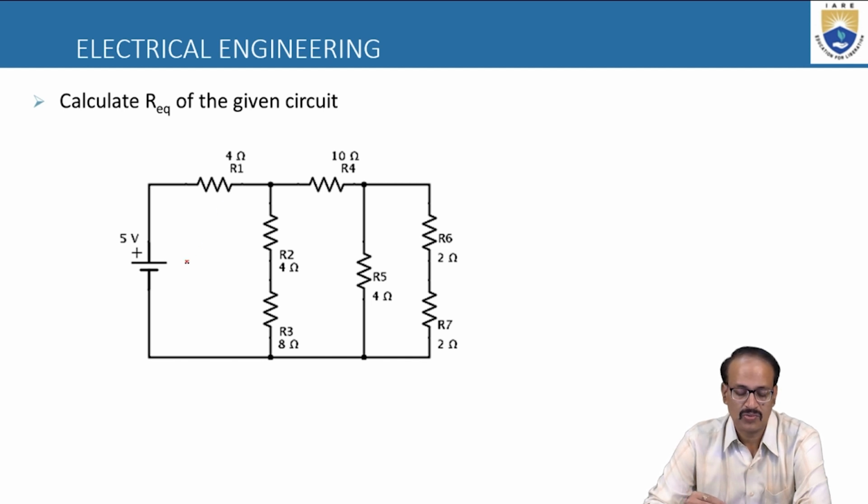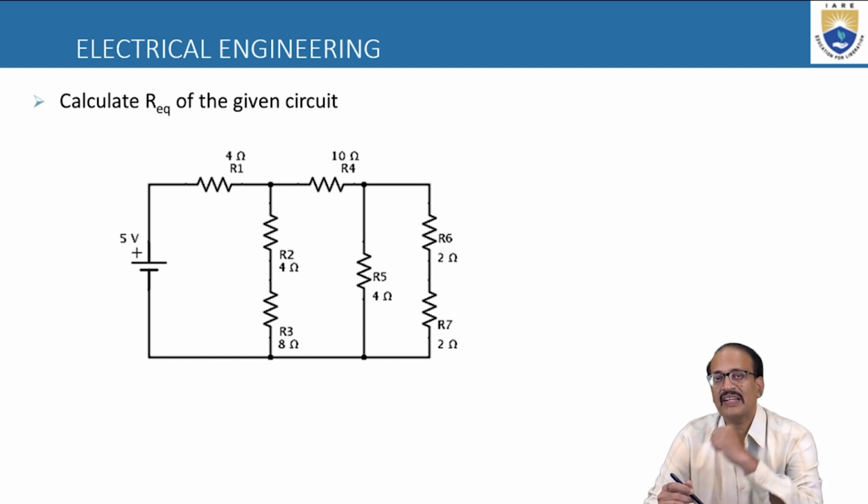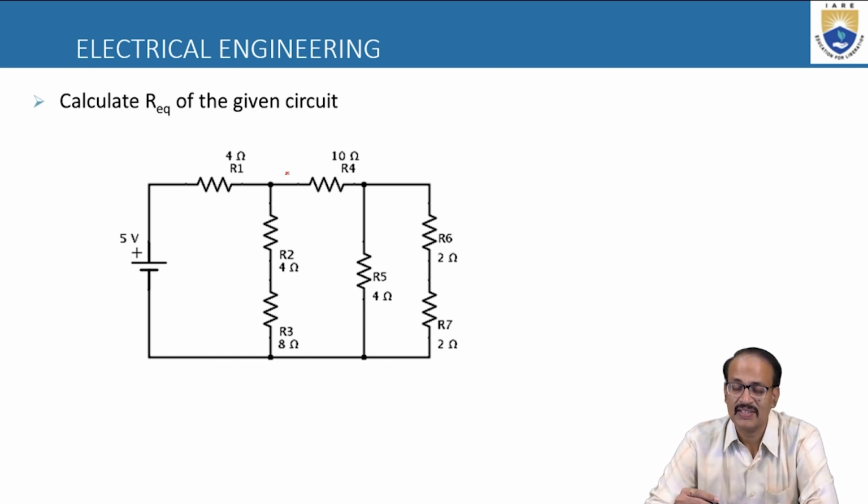There is a source voltage of 5 volts and there are totally 7 resistors. We can replace this resistance with a single resistor, that is R equivalent, and we have to find that value. So first we will start from here and see R6 and R7.